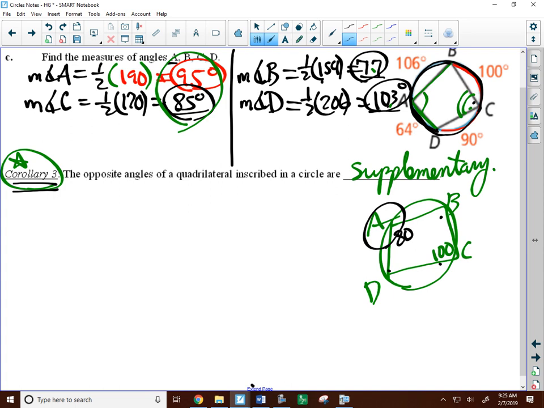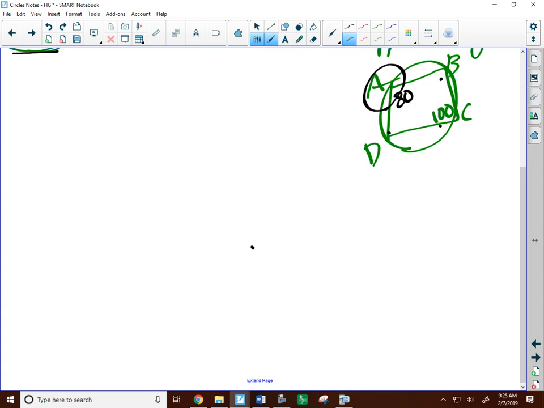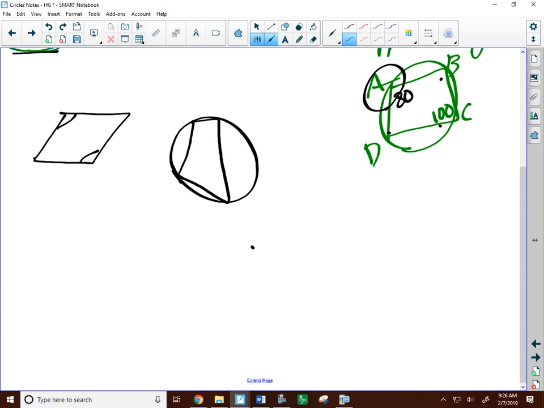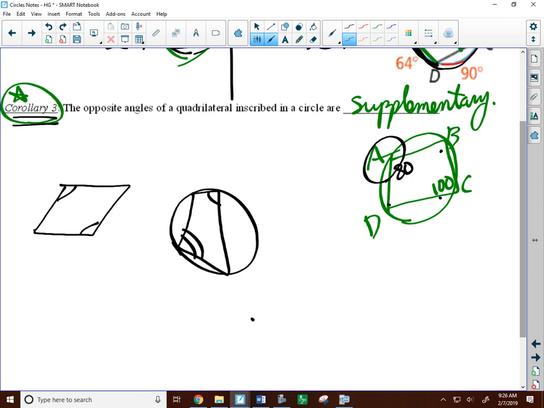Now, please make sure not to confuse this with quadrilaterals that are not in a circle. So like a parallelogram, not in a circle, opposite angles are congruent. But if it's in a circle, not a parallelogram, just any quadrilateral, the opposite ones are now supplementary. So make sure to differentiate between those. Okay.